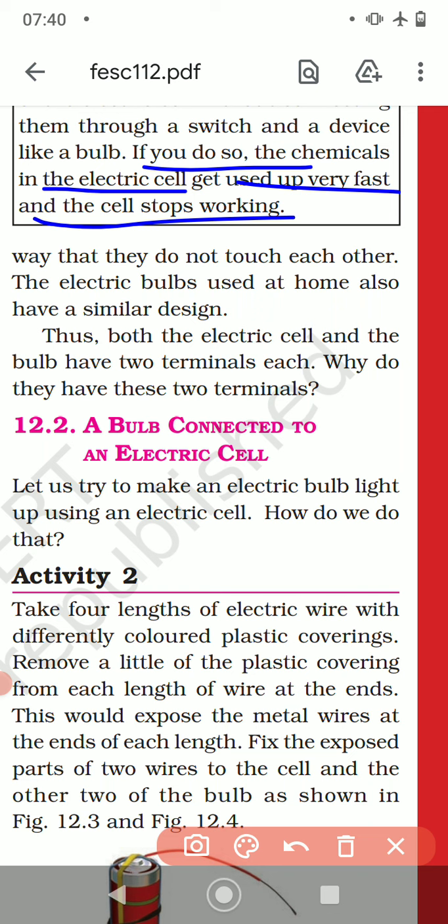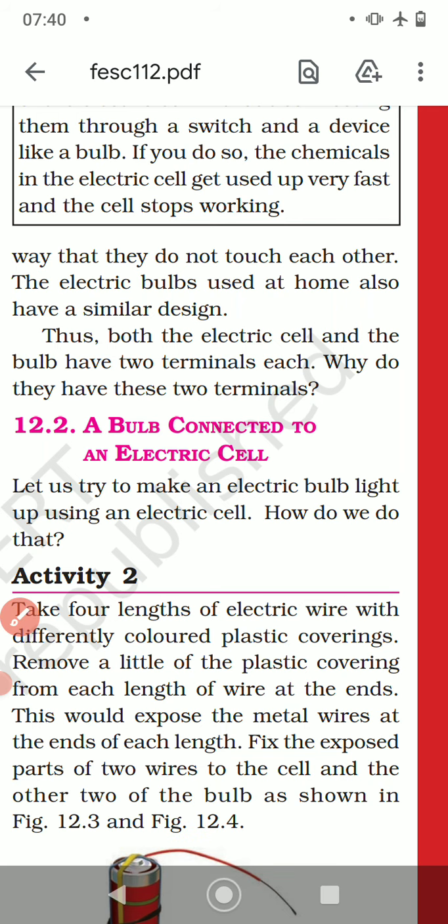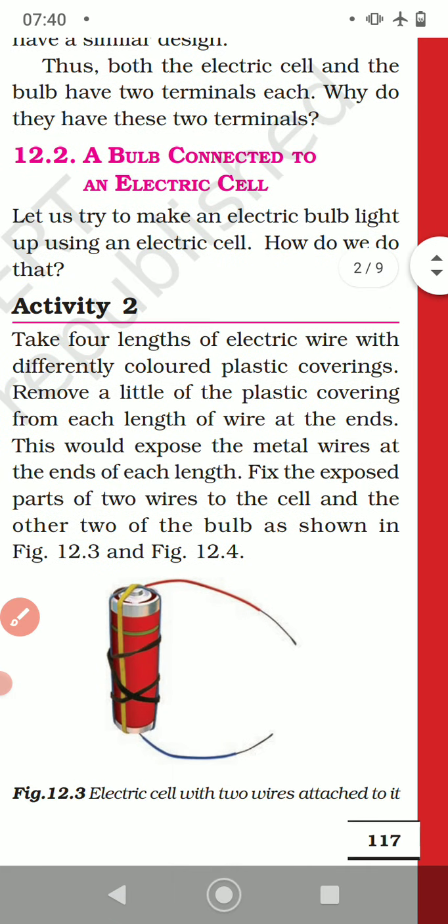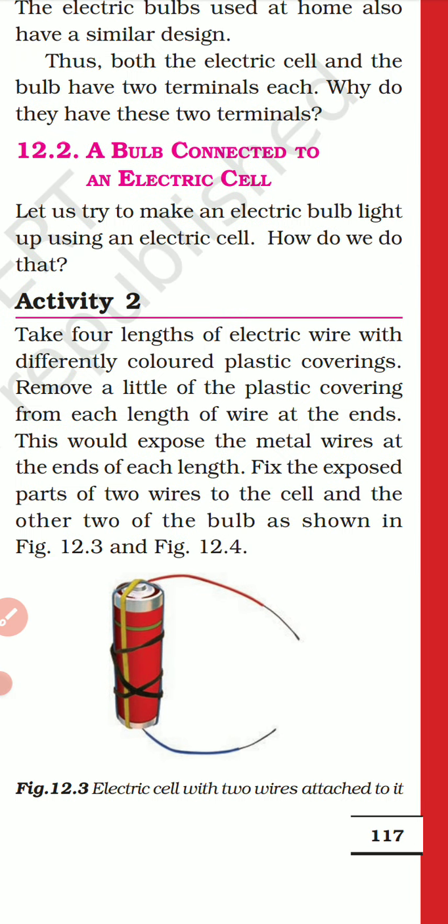Now moving ahead, we'll move to 12.2, a bulb connected to an electric cell. Now, let us try to make an electric bulb light up using an electric cell. How do we do that?